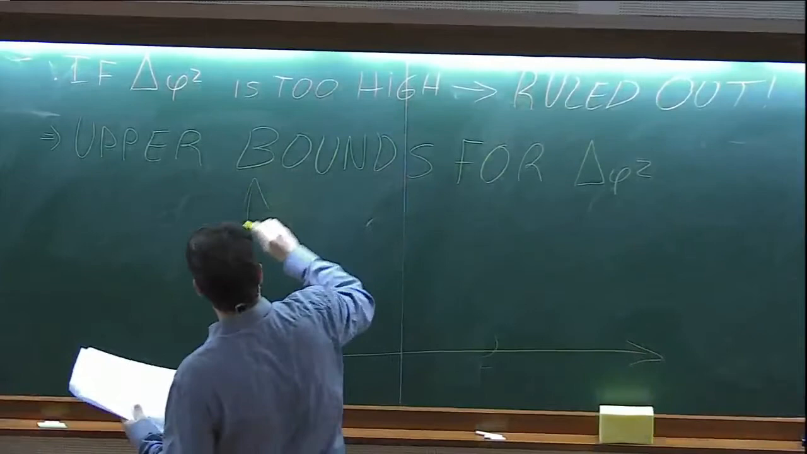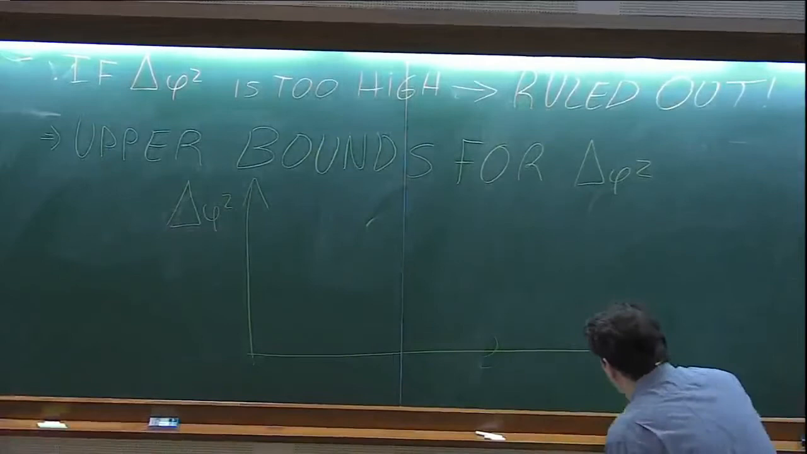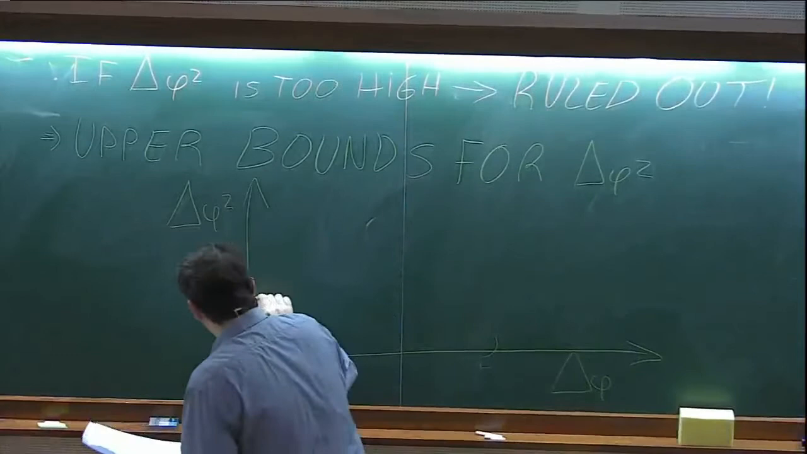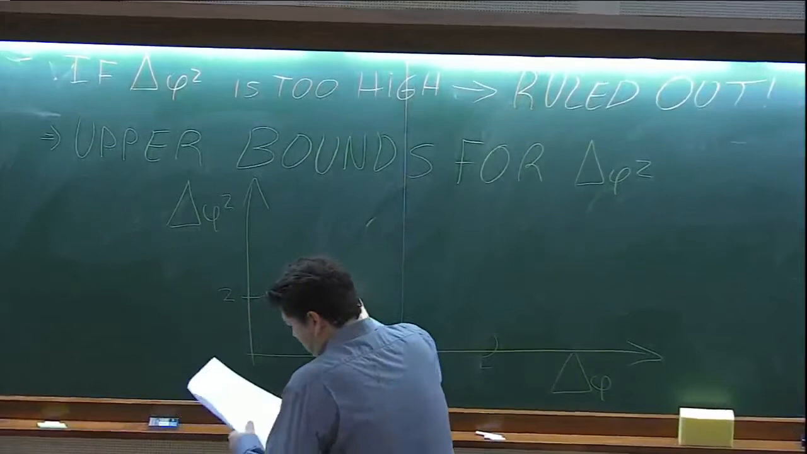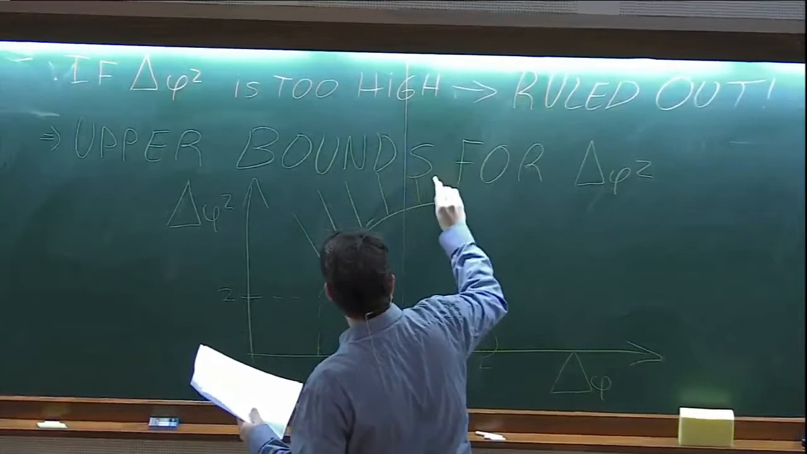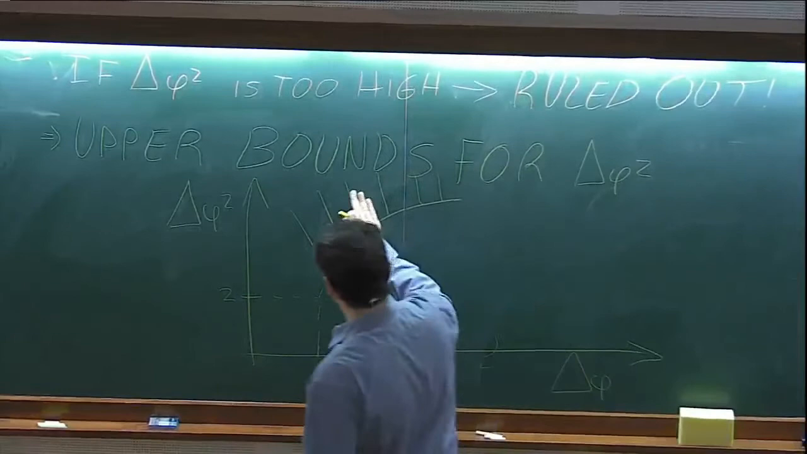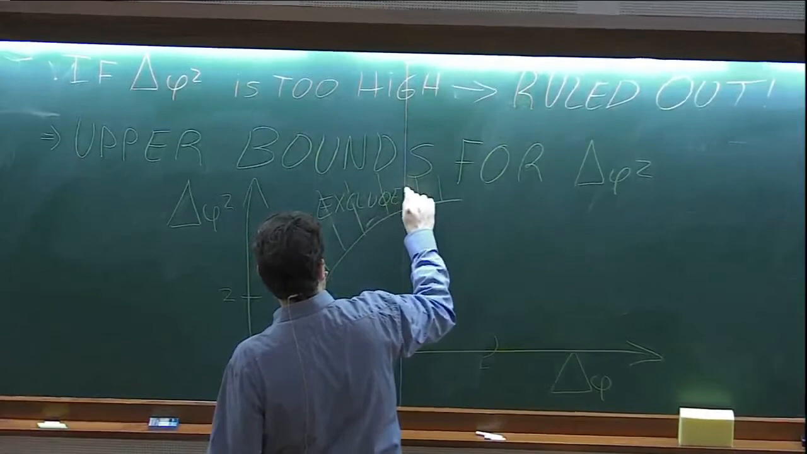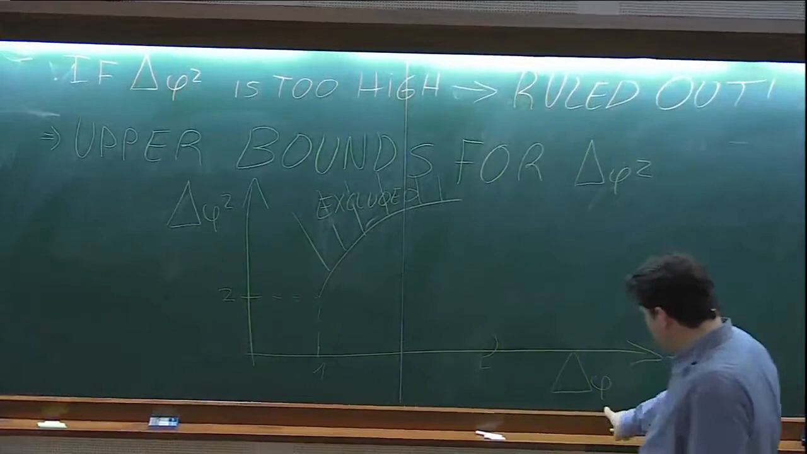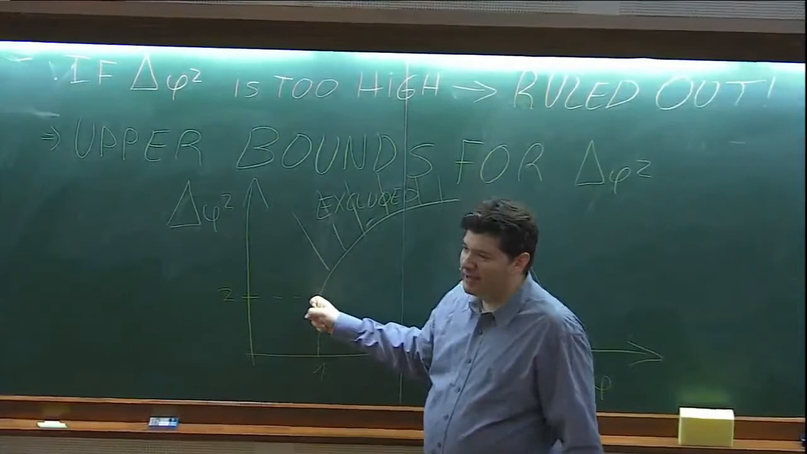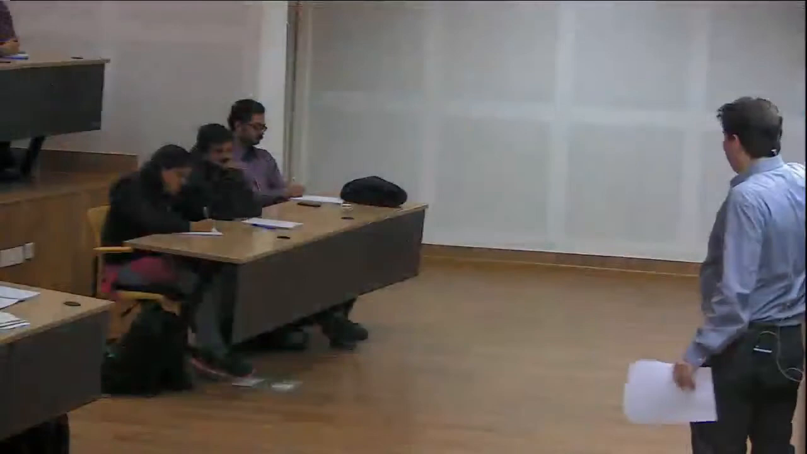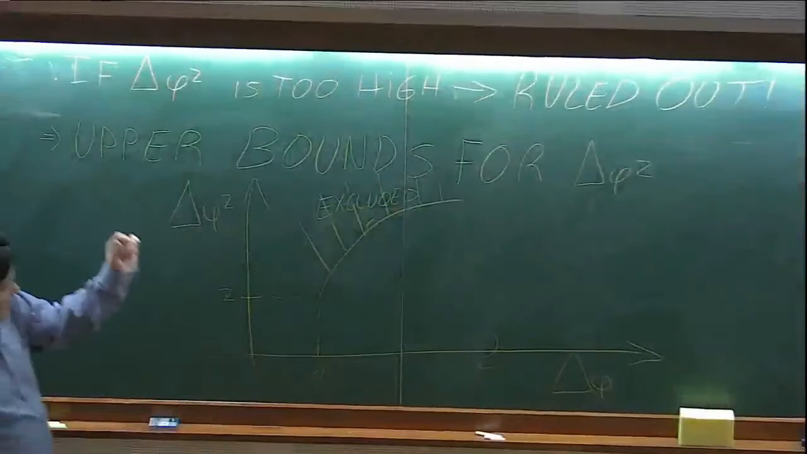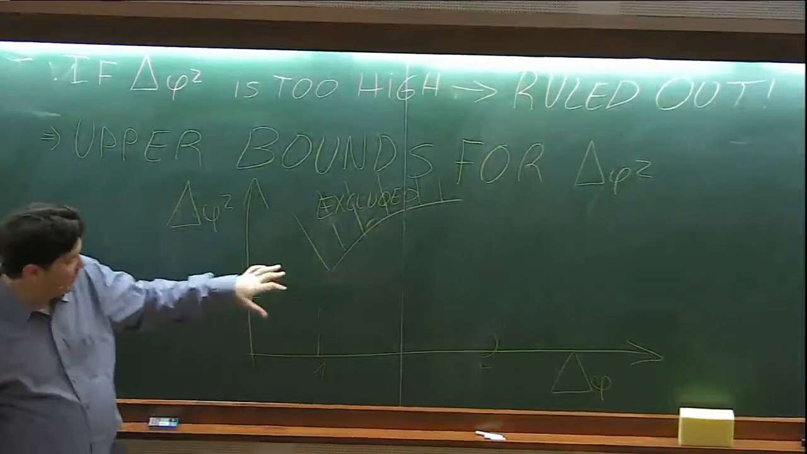Here is delta phi square, and the bound actually depends on what delta phi is. It starts at 2 here and at 1. And you find, actually, that all this region is excluded by unitarity plus crossing symmetry. So, for instance, what they found was that if delta phi is equal to 1, delta phi square has to be at least 2, and that we knew, and it's actually the answer for the free theory, right? But what is remarkable is that if delta phi is, let's say, 1.5, then delta phi square has to be at least 2.7.